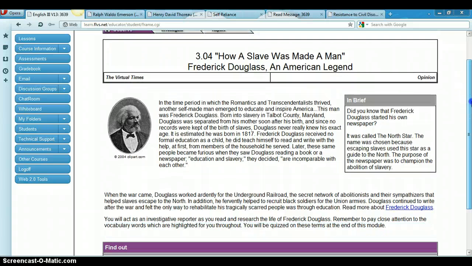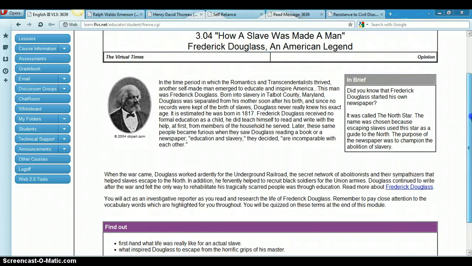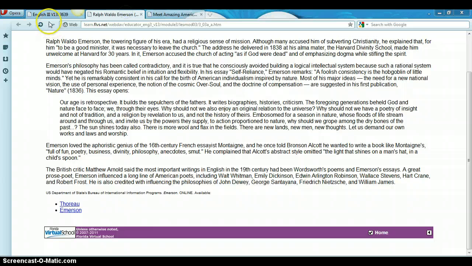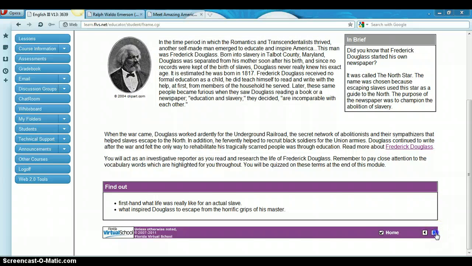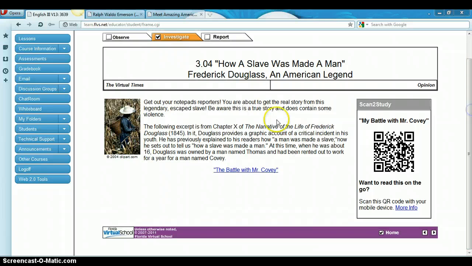Okay, so 304, this is also a two-part assignment. And what you're going to do is, for part one, you are going to research the life of Frederick Douglass. So let's open that up in a background tab. Close some of these other tabs out. There is more about Frederick Douglass in these links. And let's see here. After you've done with that, you are going to read about his personal life.